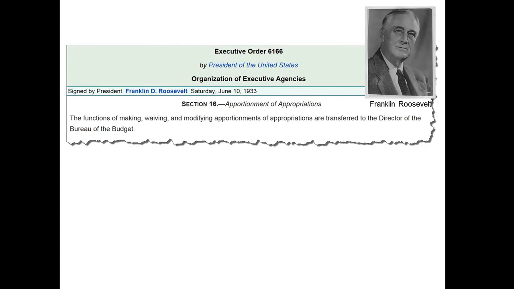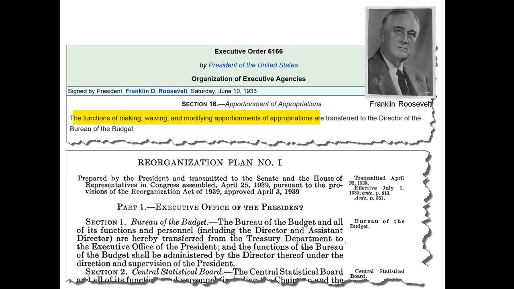In 1933, Franklin Roosevelt began to see the power of the apportionment process. So he signed Executive Order 6166, giving the Bureau of the Budget the functions of making, waiving, and modifying apportionments of appropriations. In 1939, FDR, using the new Reorganization Act of 1939 and Executive Order 8248, moved the Bureau of the Budget to the newly created Executive Office of the President. One of the purposes in his executive order was to supervise and control the administration of the budget. FDR was the first president to recognize and use the apportionment power.